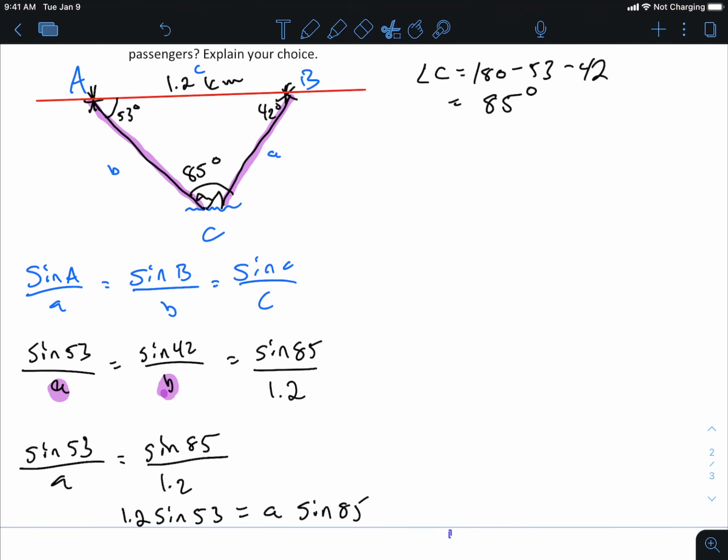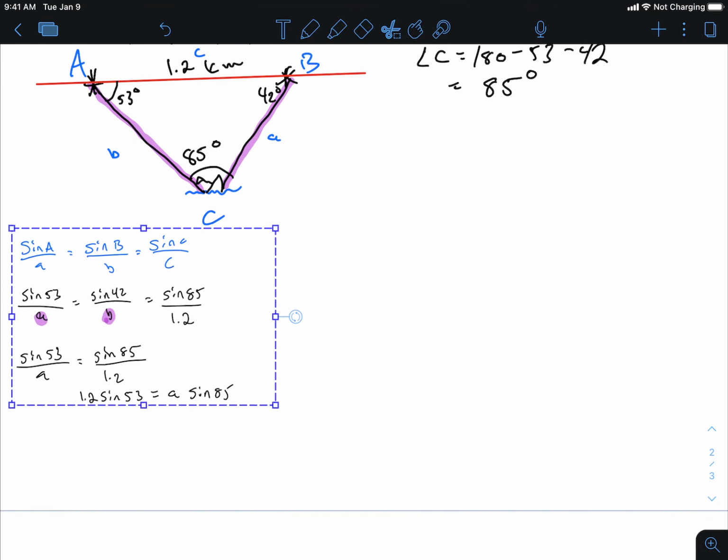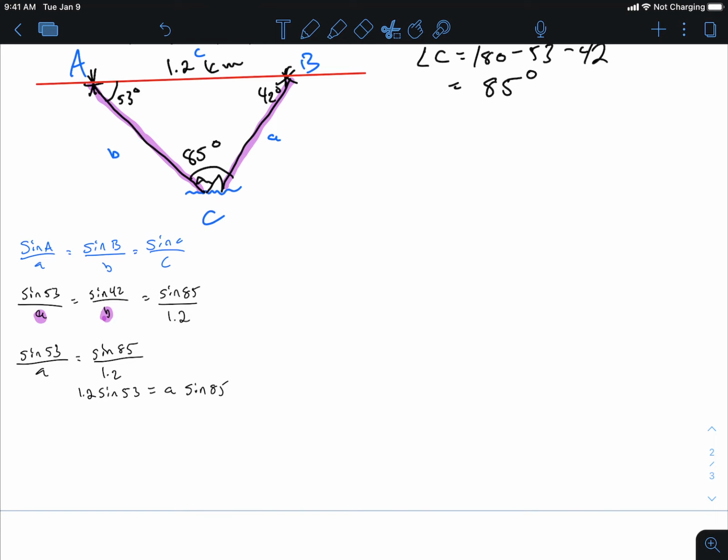Is everybody okay? I'm gonna condense this down so I got some room. Everybody can still read that, okay? Not too small. So then I'm gonna divide both sides by sine 85.